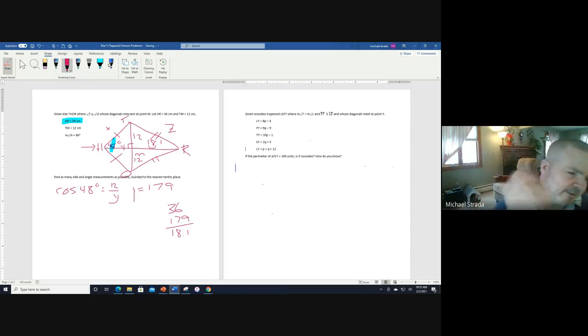Now to get X, I can either use the Pythagorean theorem since I know Y is 17.9. So if you're a big Pythagorean theorem person, you can use that. Or trig: X is the hypotenuse, 12 is the opposite, so I can use sine. So the sine of 48 equals 12 over X. You can pick either one. It's not going to change your answer. Again, variable in the denominator, so I divide. And I get 16.1. So X is 16.1.